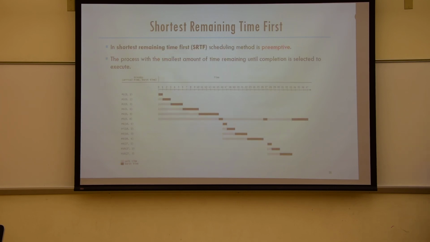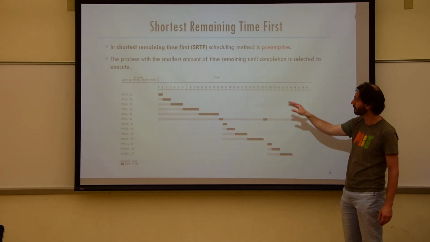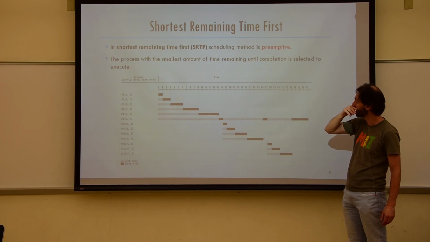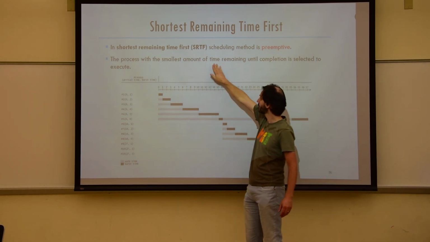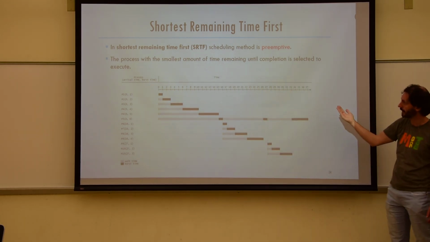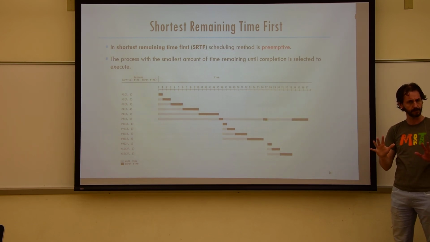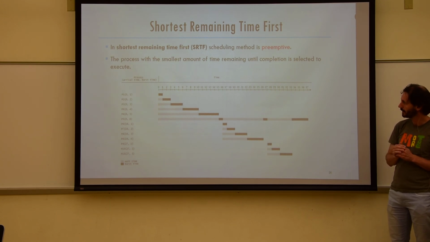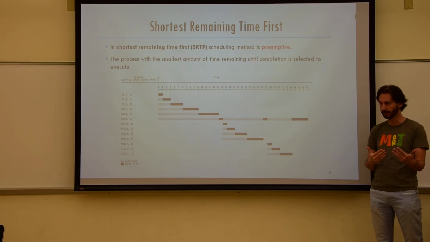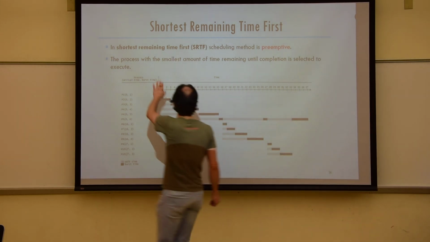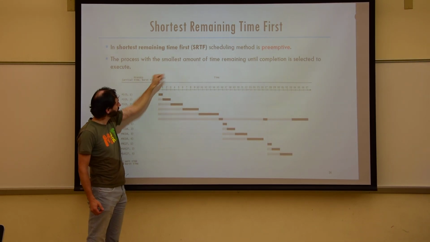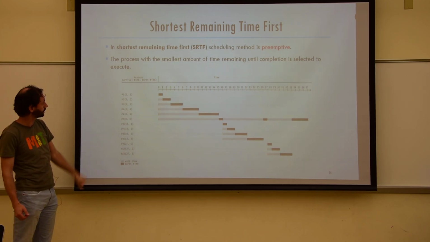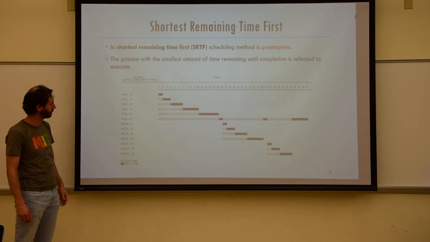And this one, if you have an example for this one too, is kind of an interesting one: the shortest remaining time first scheduling method, and that's preemptive. Here, the process with the smallest amount of time remaining until completion is selected to execute. That's kind of different. It's not what we just talked about, the deadlines, but there's a certain amount of work that still needs to be done. And what do I choose? I choose the process with the smallest amount of time remaining until completion. So that's what we call shortest remaining time first.